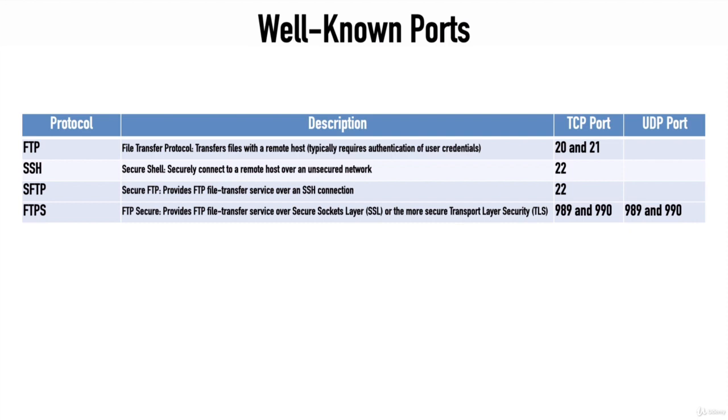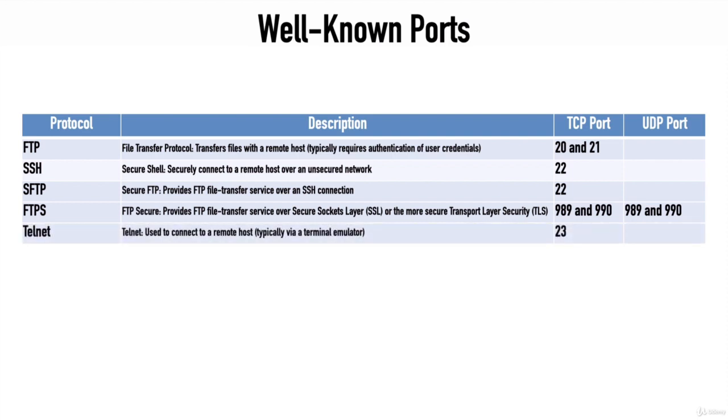An older protocol that's similar to SSH is Telnet. This allows us to remotely connect to a host using a terminal emulator. But just like FTP, this is also sent in clear text and it's unencrypted, so SSH is the preferred method over Telnet. Telnet uses TCP port 23 for communication.